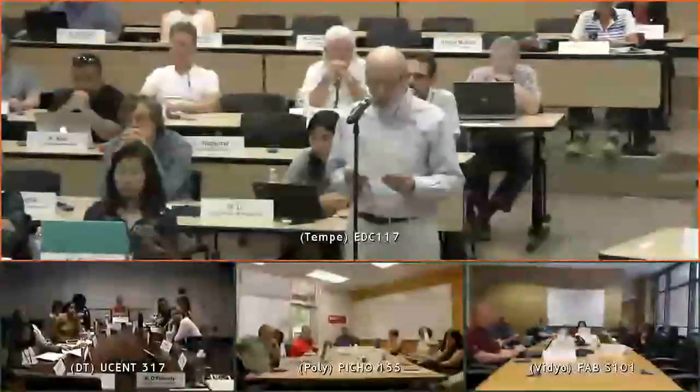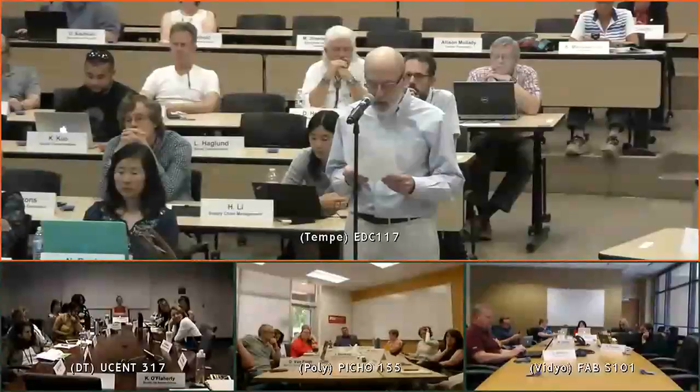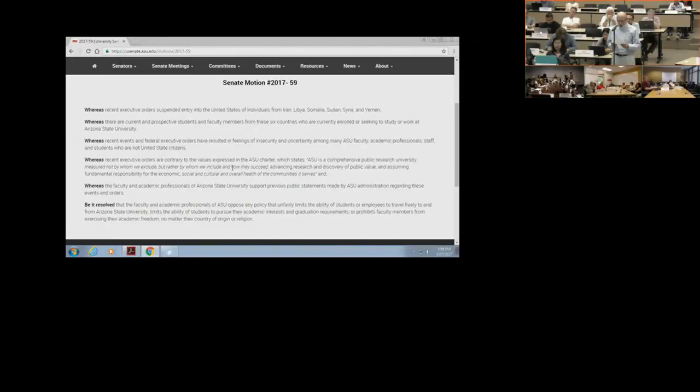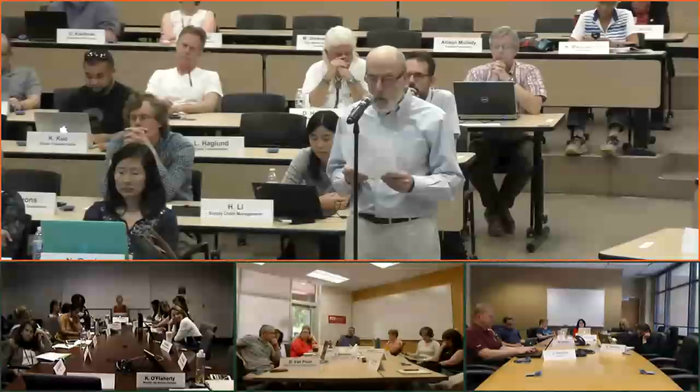And whereas the faculty and academic professionals of Arizona State University support previous public statements made by ASU administration regarding these events and orders, be it resolved that the faculty and academic professionals of ASU oppose any policy that unfairly limits the ability of students or employees to travel freely to and from the Arizona State University, limits the ability of students to pursue their academic interests and graduation requirements, or prohibits faculty members from exercising their academic freedom, no matter their country of origin or religion.